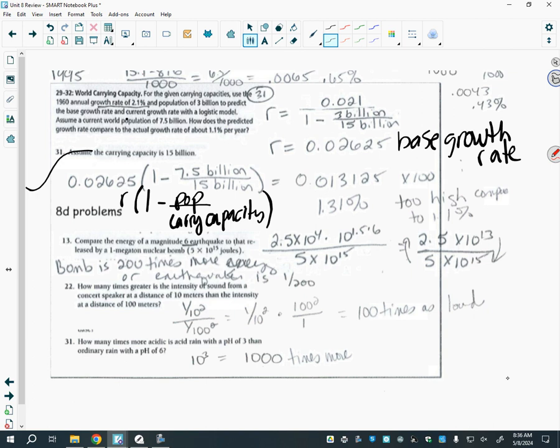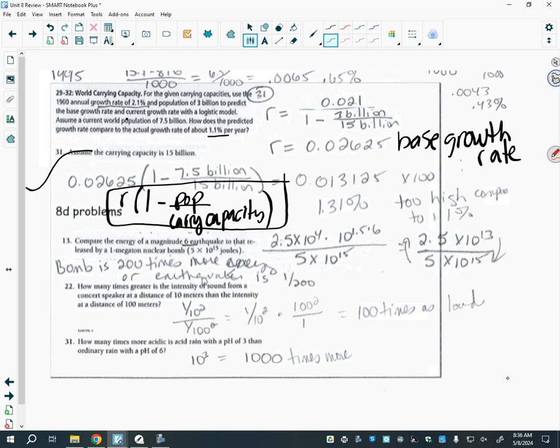On this one, they wanted you to compute this and say, does it match that in 2017, the growth rate was 1.1%? When you solve all this out, you get 1.3%, which is higher than what actually was happening. What that means is that probably the carrying capacity isn't correct. Something in this isn't making sense with what's actually happening. But on the test, you just need to know this formula. Okay?